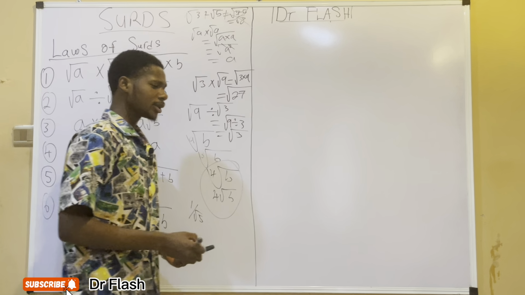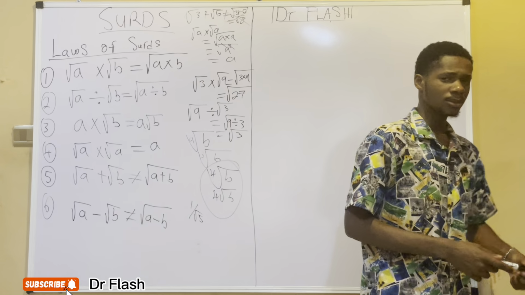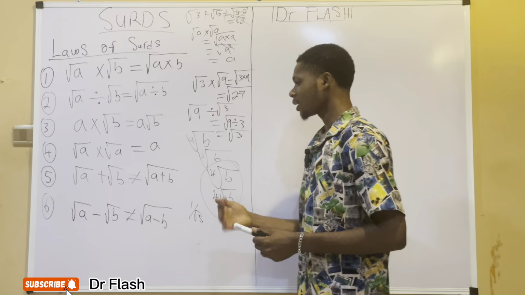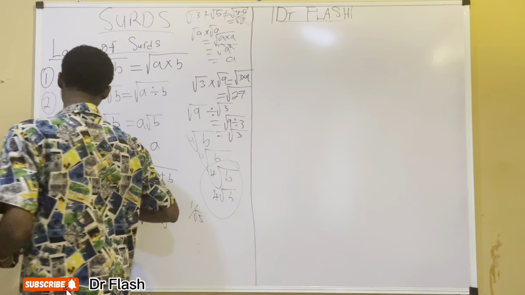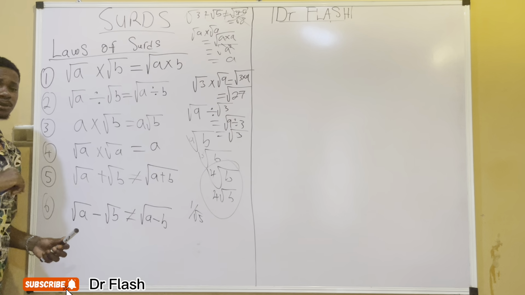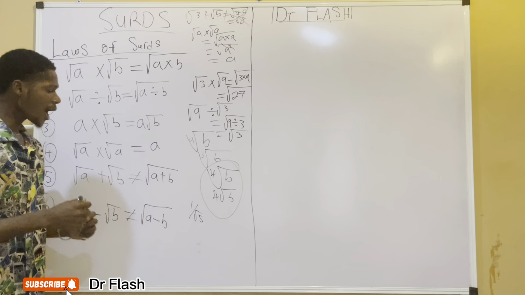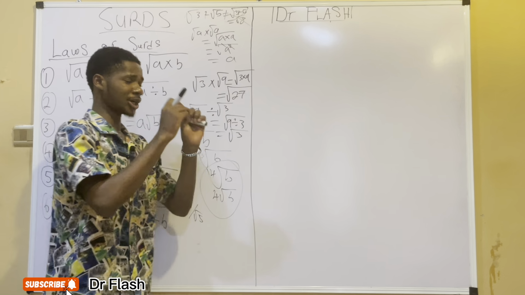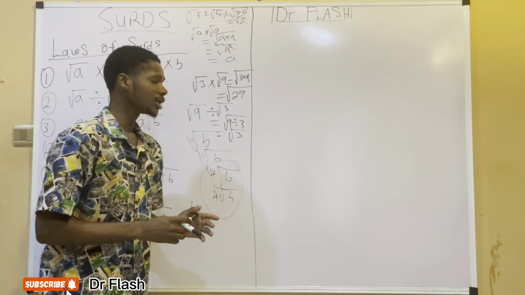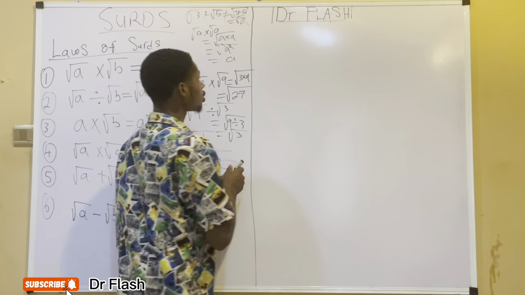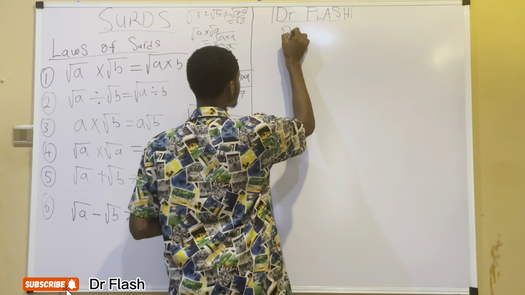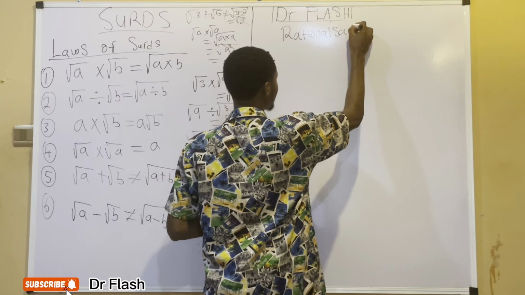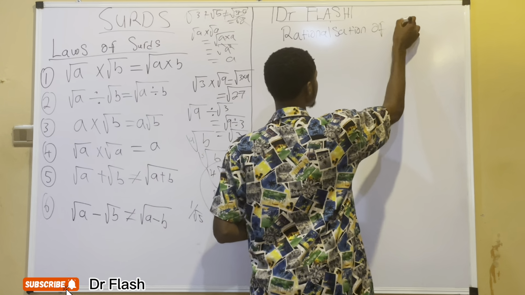Okay, now how then do we remove these from the denominator? There is what we call, in surds, rationalization. Rationalization simply means removing the square root of a number from the denominator. So whenever we are having the root of a number as the denominator in a fraction, what we do is rationalize. And by rationalizing, there are different ways to do that. So I'm going to come here and talk about the rationalization of surds.